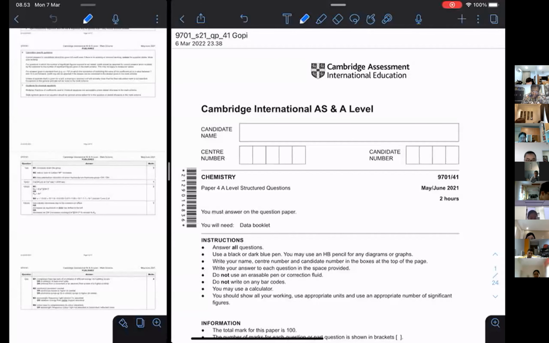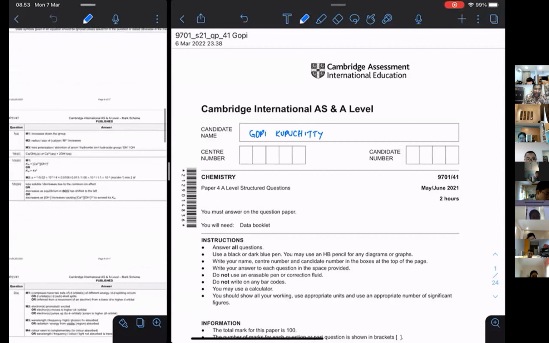So this is going to be the May-June 2021 paper. We will go through this paper, and I will keep the marking key at the side so that we can check directly. Maybe the marking key is a bit small, but from time to time I will try to write down in the question paper itself. So this is May-June 2021.